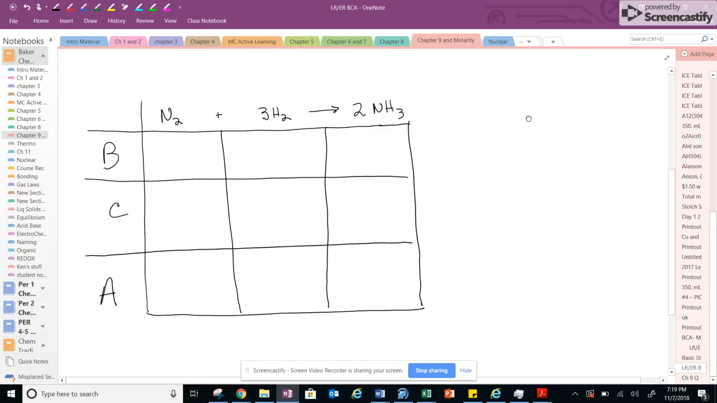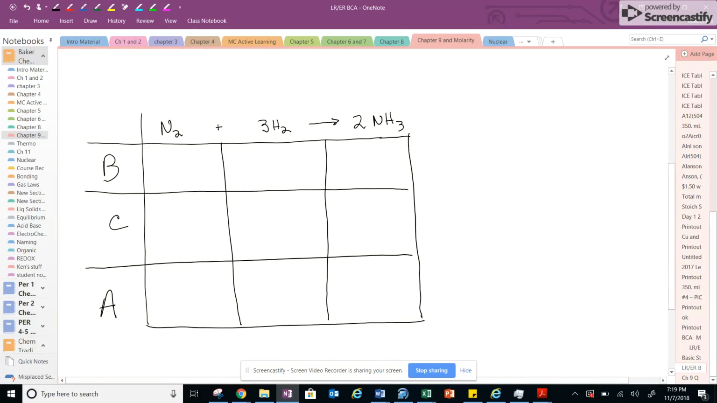So notice that I actually made a BCA table here before you guys showed up. B is before, C is change, A is after. You'll notice that I've got my balanced equation written right above in this nice little chart here. What you need to know, though, guys, is that the only thing that you can enter into a before, change, after BCA table is anything that's in the unit of moles.